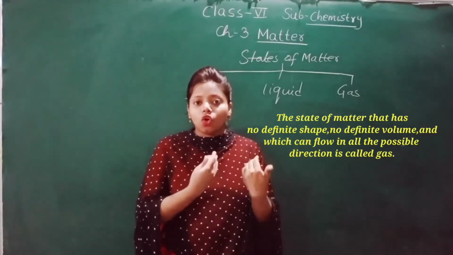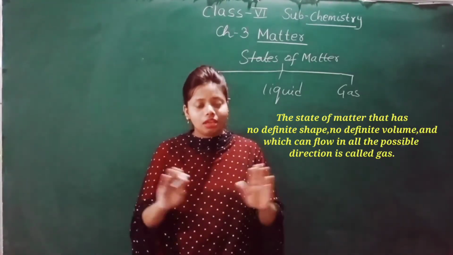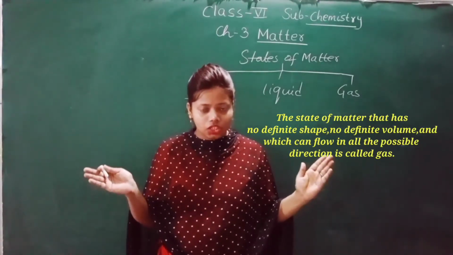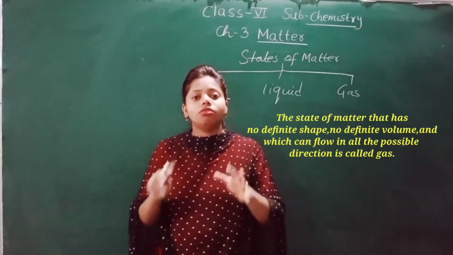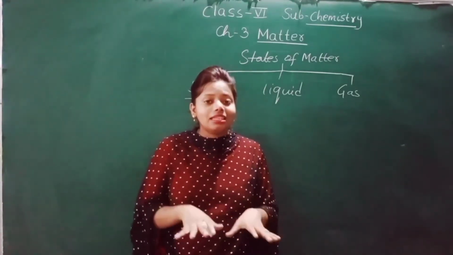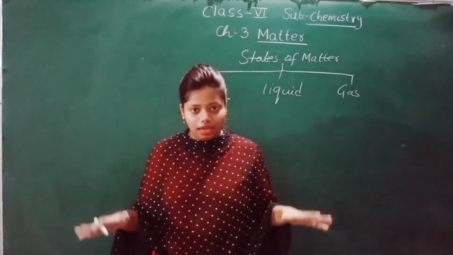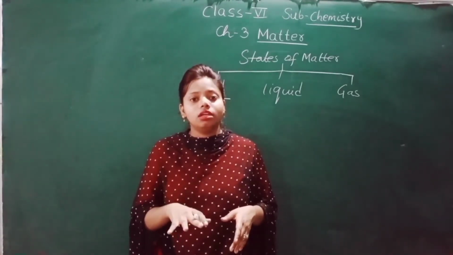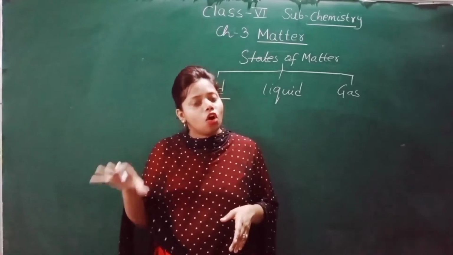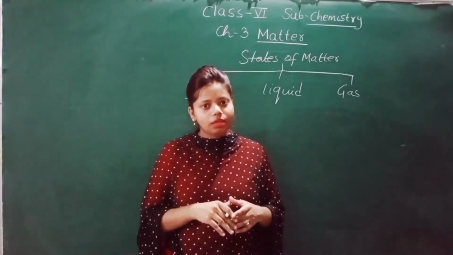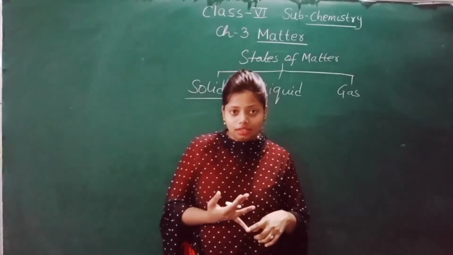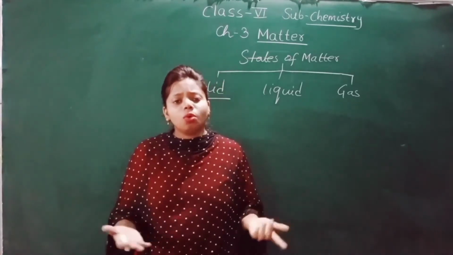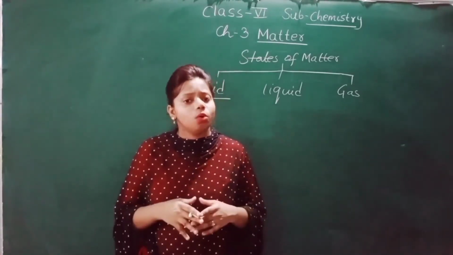Gas occupies the available space. The gas can flow in all the possible directions, and wherever the space is available, it will occupy that space. Gas exerts pressure in all directions. Pressure is the force per unit area exerted by an object against a surface. And what are the examples of gases? Oxygen, hydrogen, carbon dioxide, nitrogen. So many examples are there. So this was about gas.